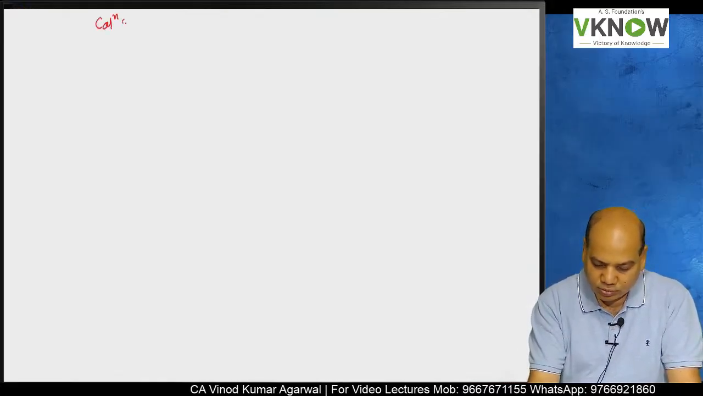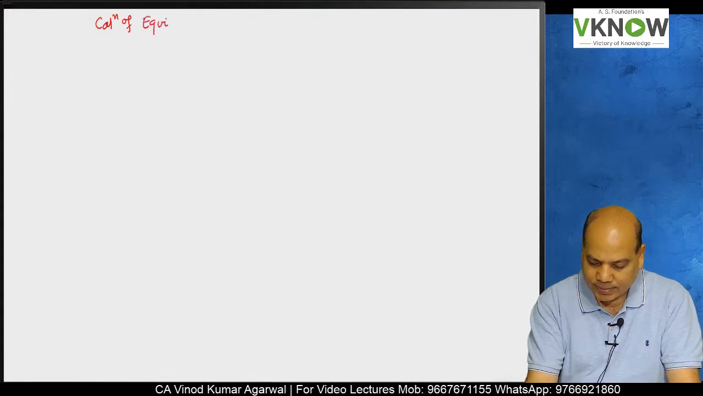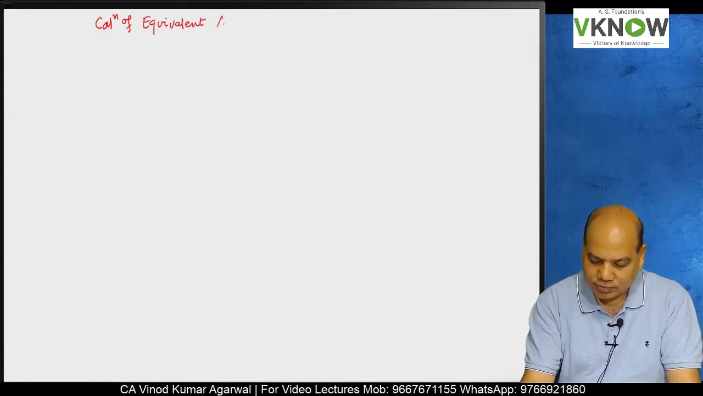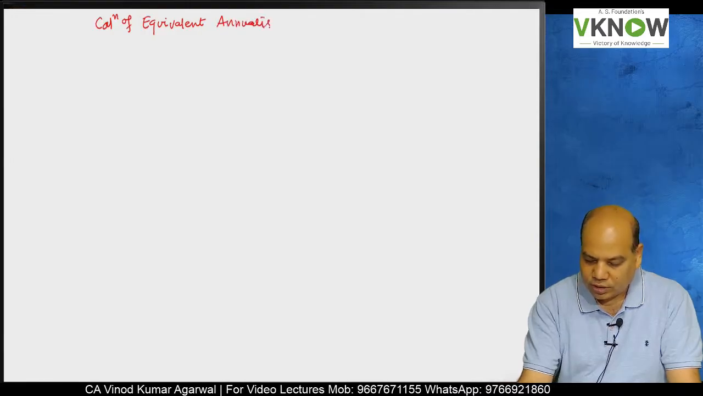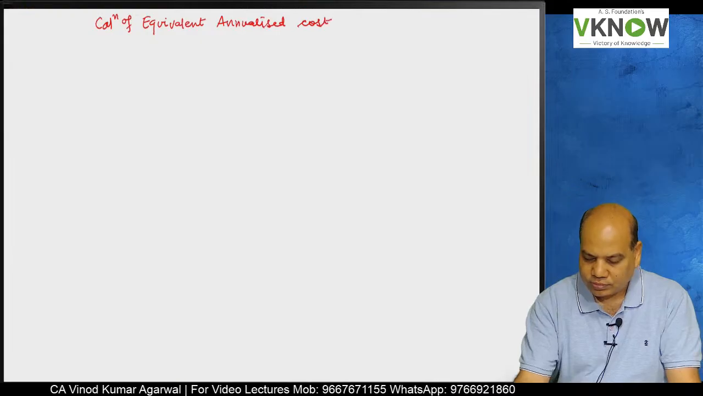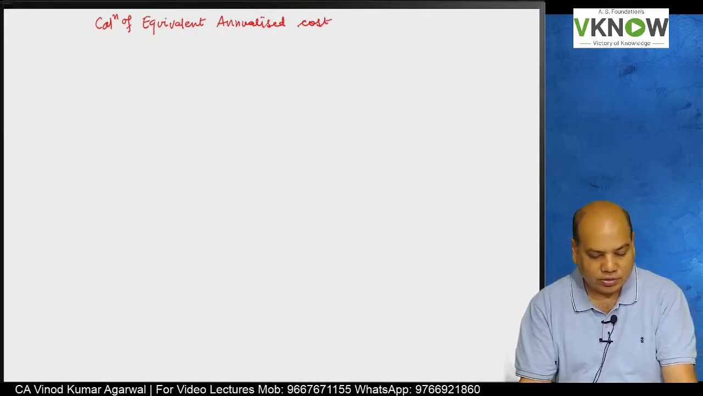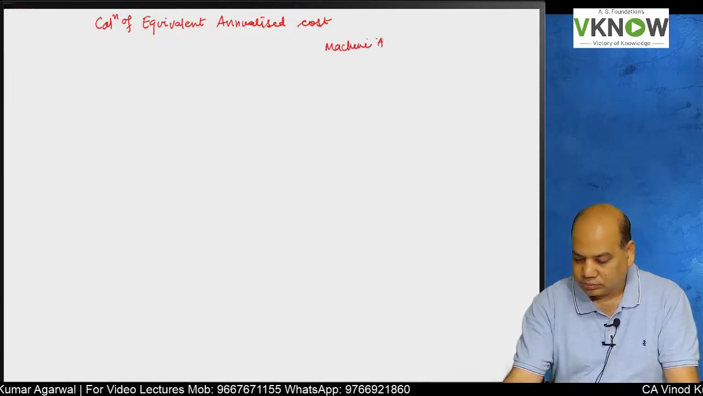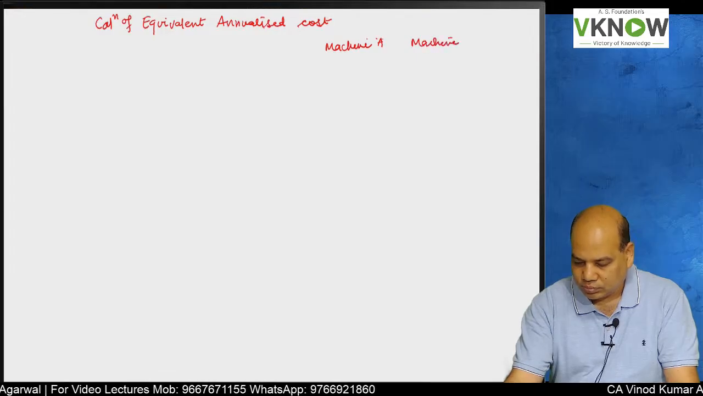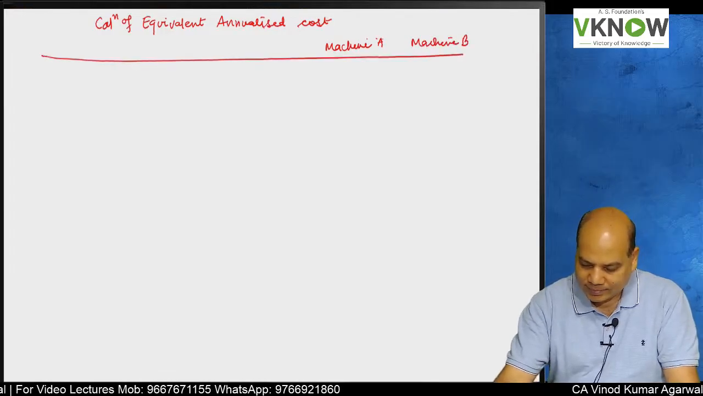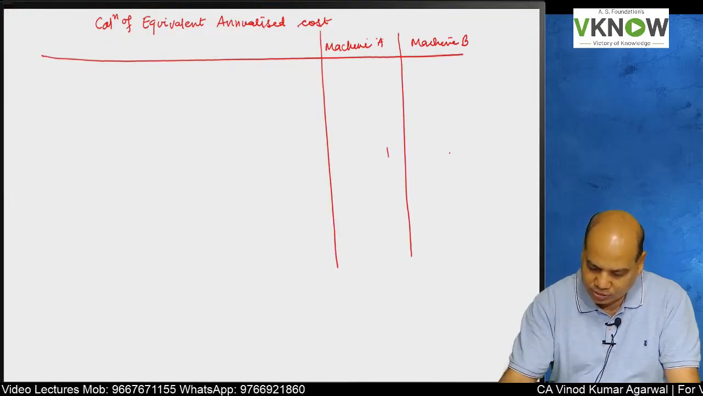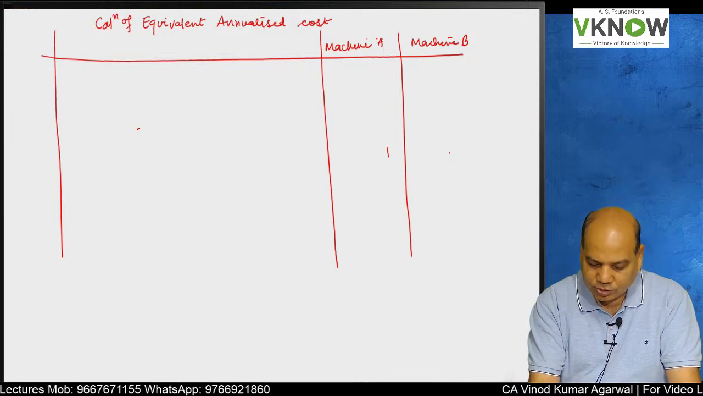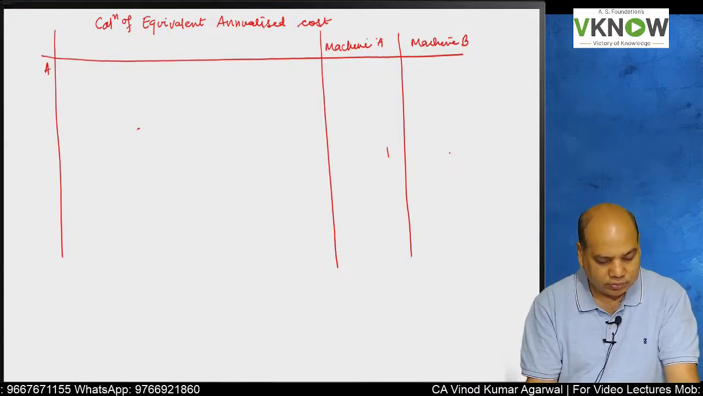Please write down the calculation of EAC, equivalent annualized cost. Calculation of equivalent annualized cost. On the right hand side, two columns: machine A and machine B. First, point A, write down.